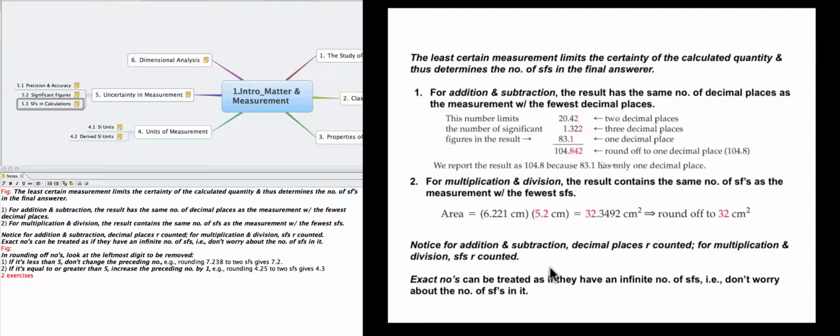So for addition and subtraction, decimal places are counted, and for multiplication and division, significant figures are counted. Exact numbers can be treated as if they have an infinite number of significant figures.